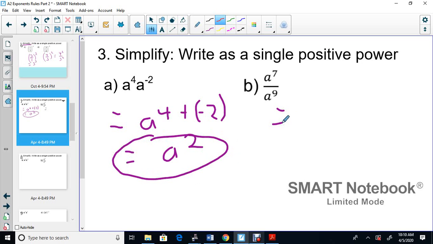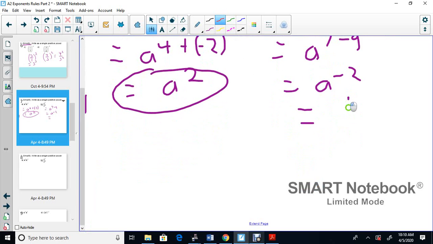Okay, here you get a and 7 minus 9. Again, you can just skip this step if you want, and you can go a to the minus 2. So 7 minus 9. When it's divided, the exponents subtract. And then here, you're going to write 1 over a squared. You're going to put the negative 2 to the bottom, so it becomes positive in the bottom.